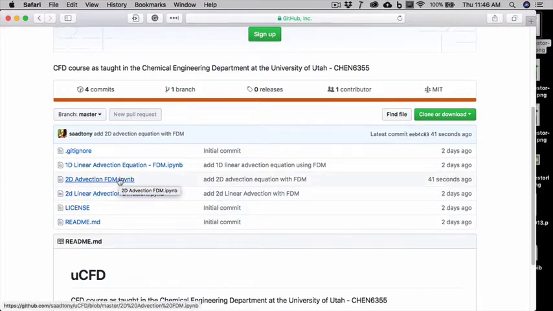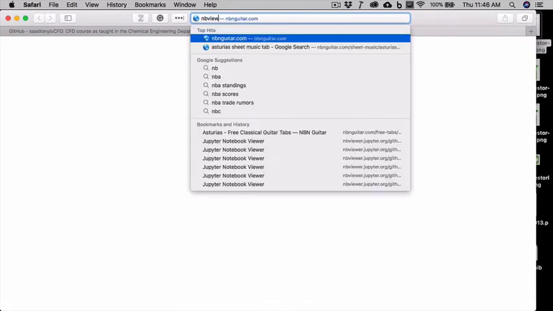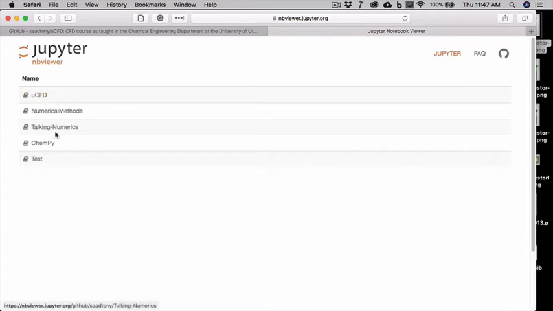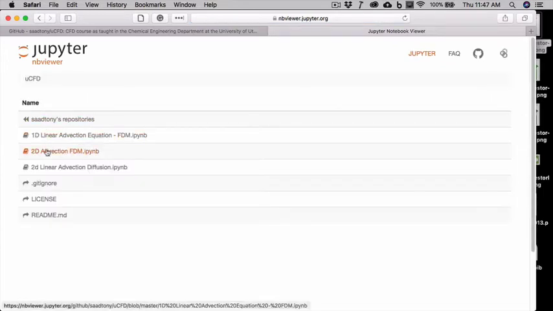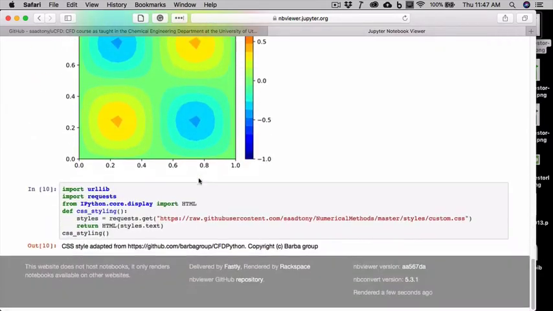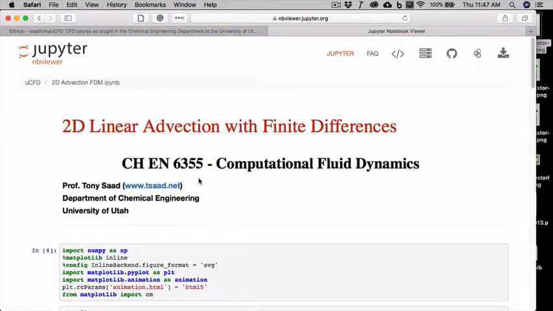or if you want to see it in a really nice format, you can go to nbviewer.jupyter.org and just type in Saad Tony. That's going to get you to all my repositories. And you can look at UCFD. Give it a second. And then you see what we did last time, 2D advection forward difference. You click on it, and it's going to create a very nice display for you, even with video, etc. Okay?